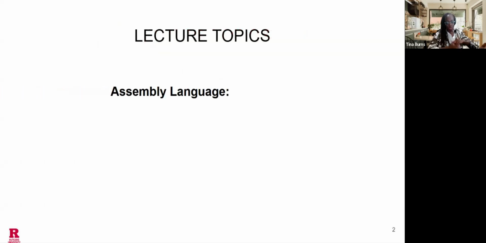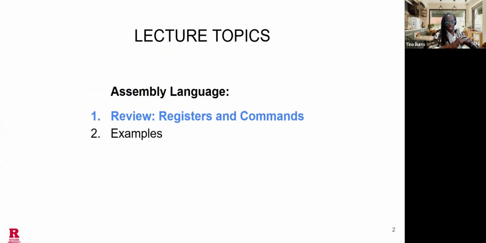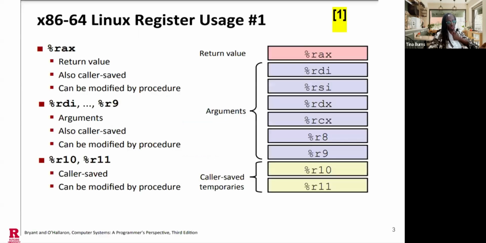So here's our roadmap for today. We're going to continue with our journey of assembly language, and what we're going to do is review some things about registers and commands, and then we will also look at some more examples and do some reverse engineering of the current assembly language code. And then we'll also talk about how you access these items, which I went over briefly in another class, but I'll just review that here.